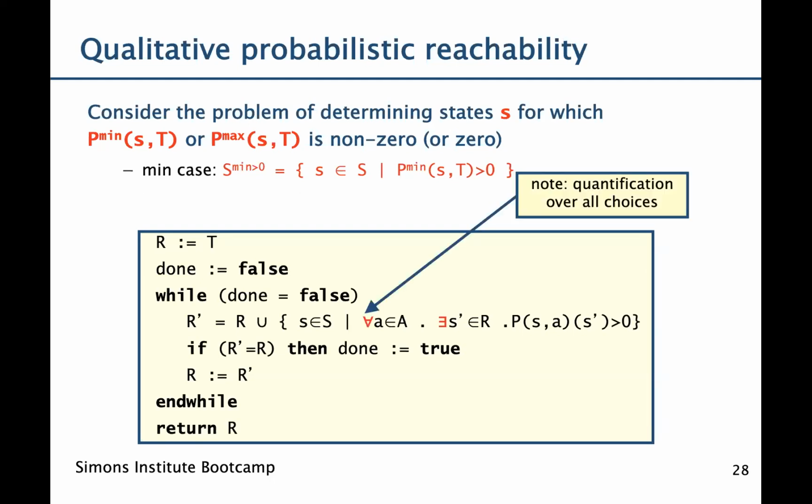Okay, the min case is very similar, but we require that under all possible non-deterministic choices, there is a transition into our current target set. So that's all that changes there.